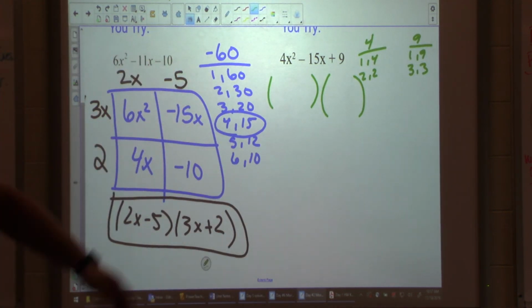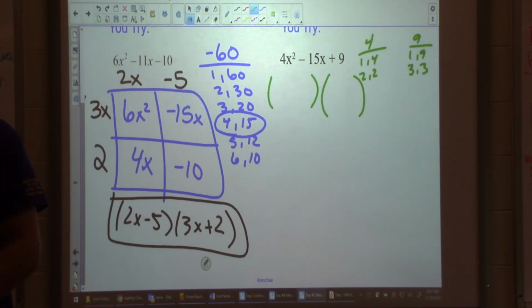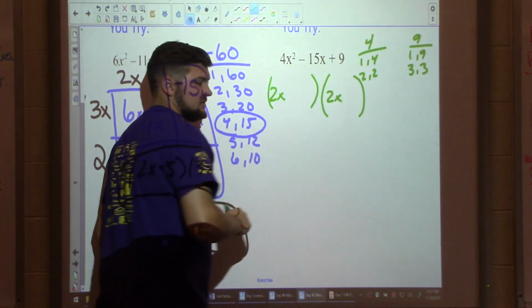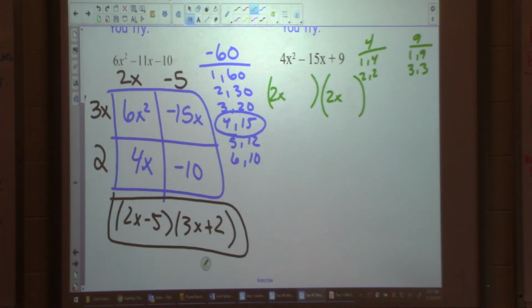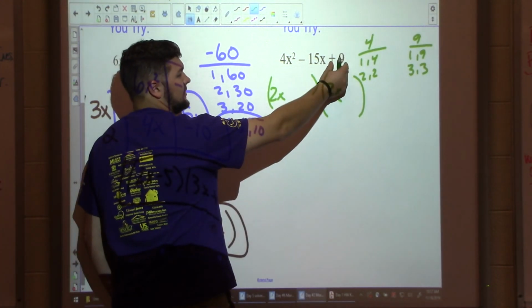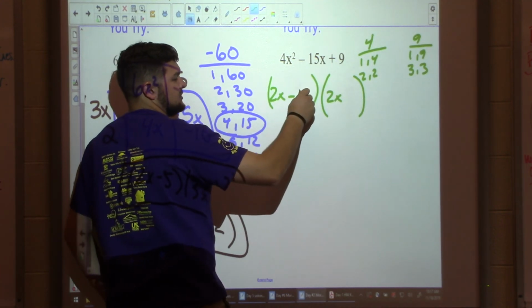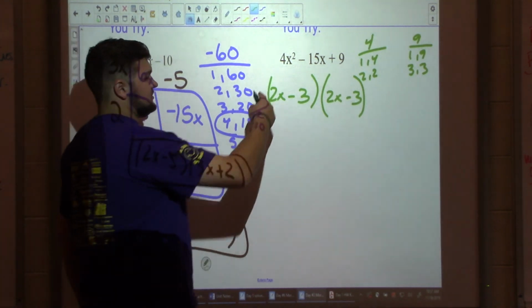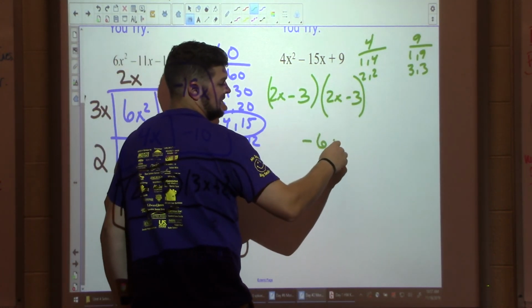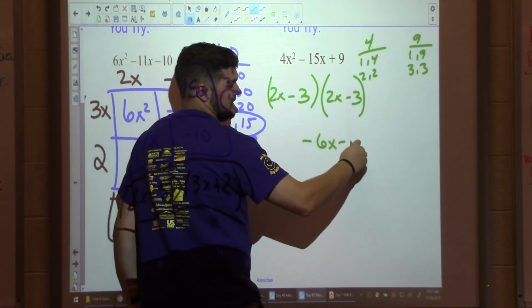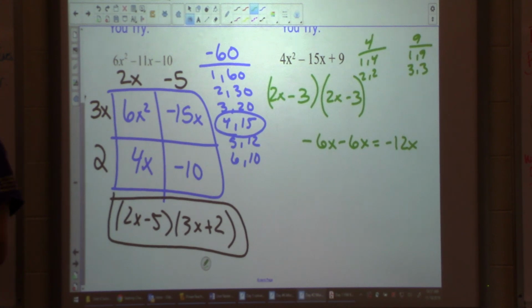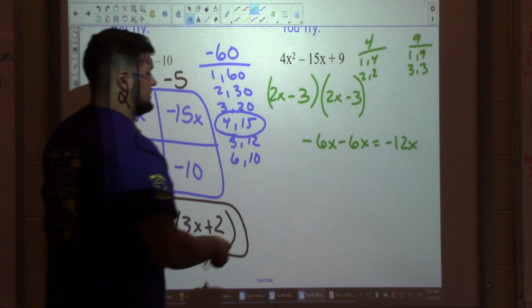McKenna, pick a pair of factors for 4 for me. Doesn't matter, just pick one of them. 2 and 2, so we'll go 2x, 2x. Aiden, pick a set of factors for 9. 3 and 3. So remember, I'm multiplying to a positive, adding to a negative, which means they both have to be negative. If I try this, 2x times negative 3, negative 6x, negative 3 times 2x, negative 6x, I get negative 12x. Is that what I was looking for? No. Carlina, what should I change?